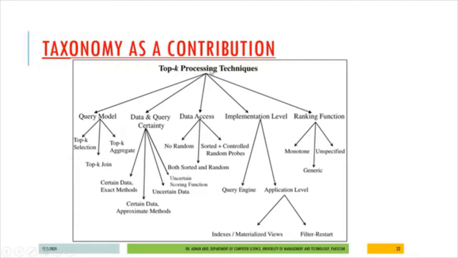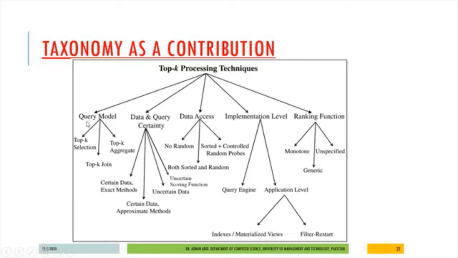So for top K processing or join techniques in database systems, we have query model, query data and query certainty, and then data access, implementation level, and ranking functions. These are five different aspects of each and every single approach which is discussed. So this is a very different perspective.